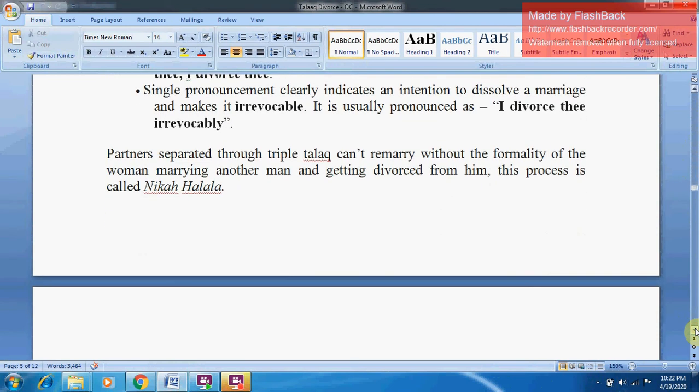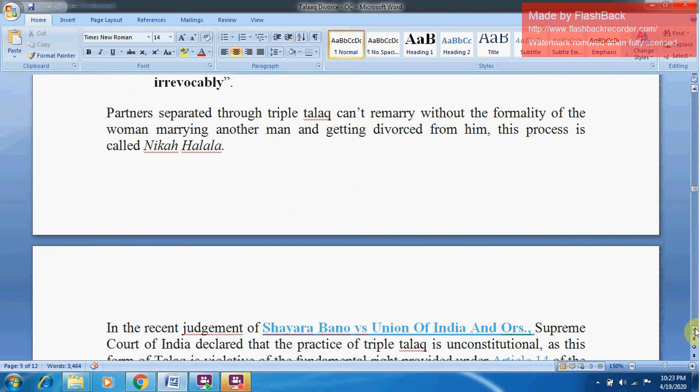Partners separated through the triple talaq can't remarry without the formality of the woman marrying another man and getting divorced from him after the consummation. I repeat, this process is called nikah halala.